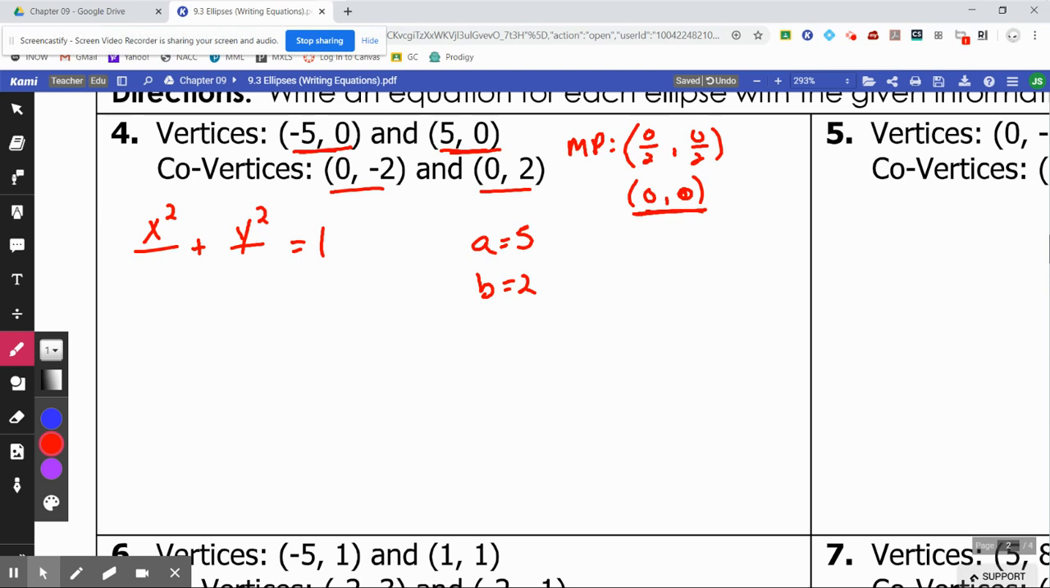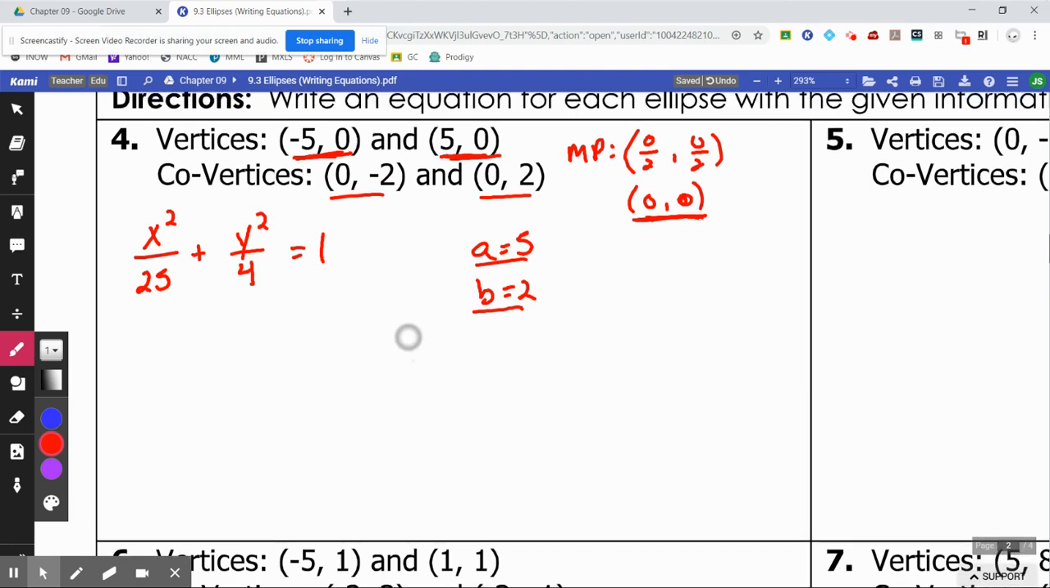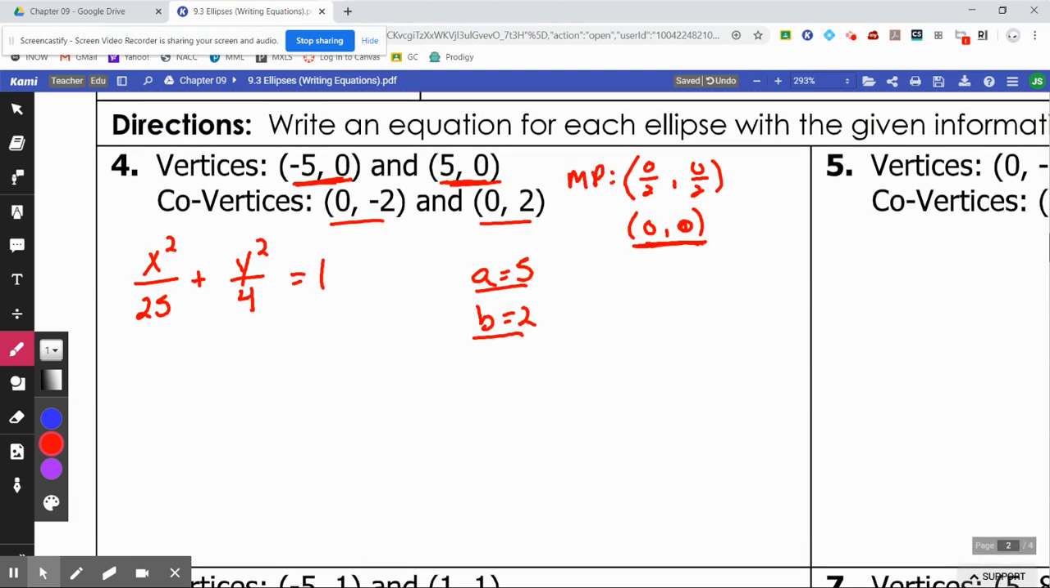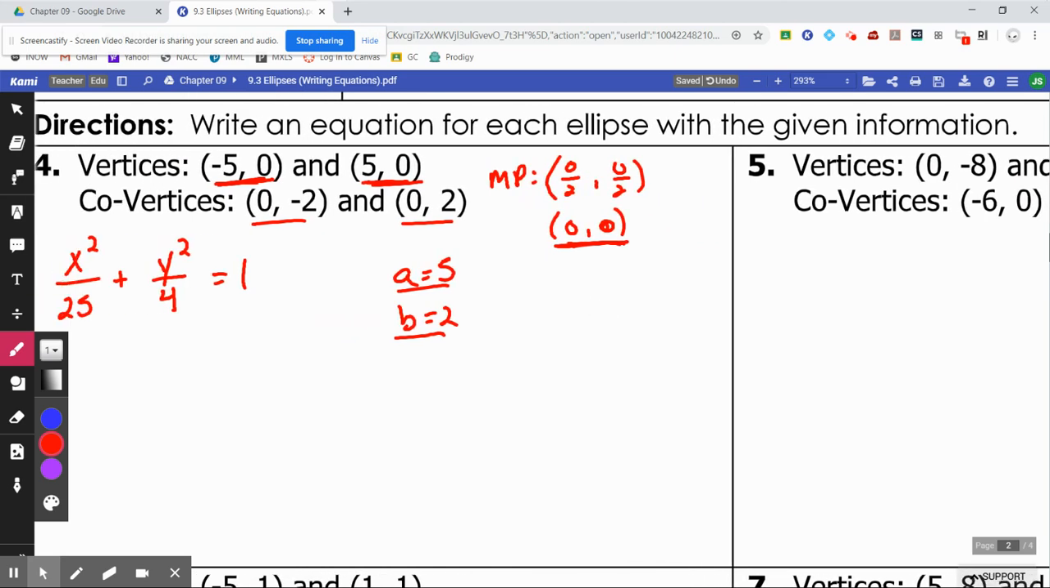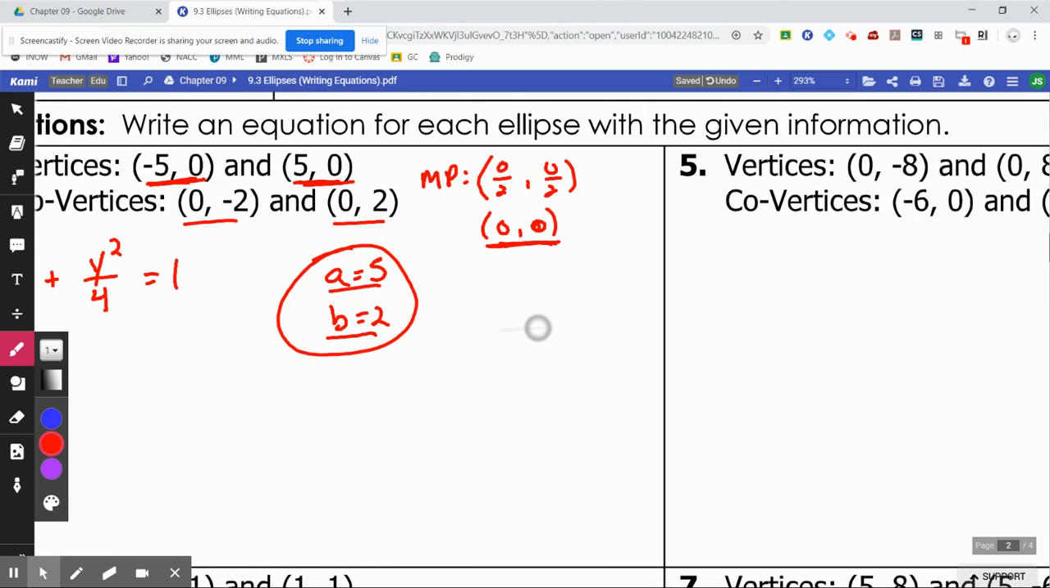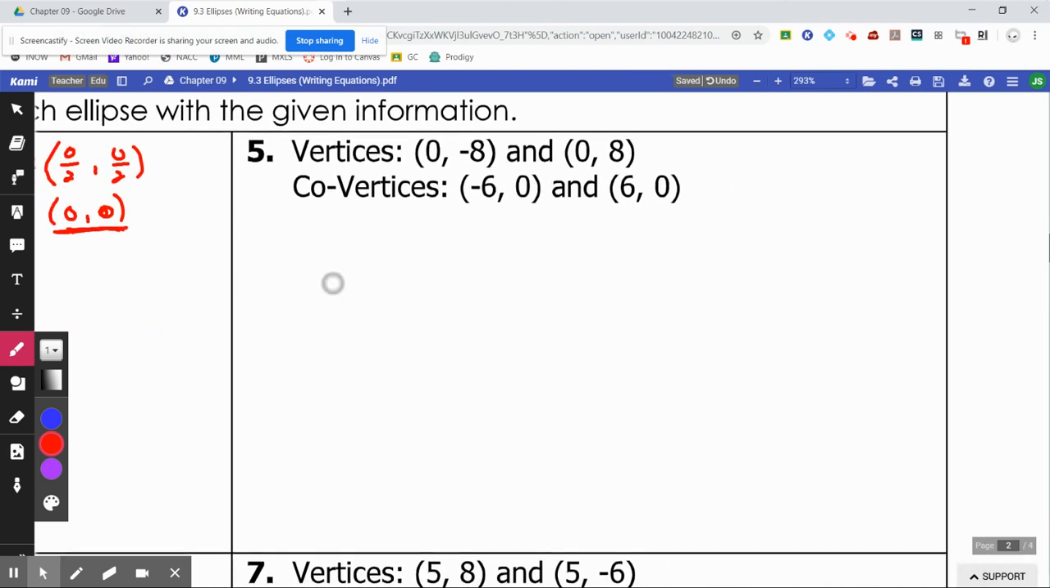Since my vertices are to the left and to the right of my center, that means that I have a horizontal ellipse here. So the largest value is going to go under my x's. So I have x squared over 25, y squared over 4, because you do have to square them. It's x squared over a squared and y squared over b squared. There's your equation. Now you could find the foci. I don't think it asks. No, you could find the foci by using this a and b, and that would tell you what the c was.